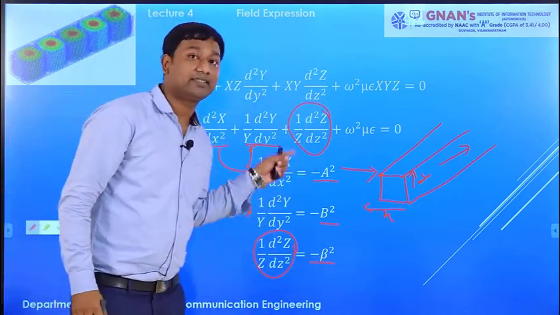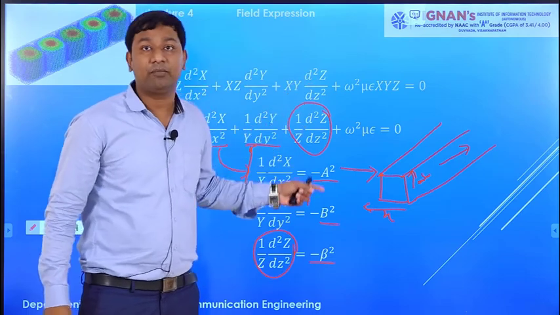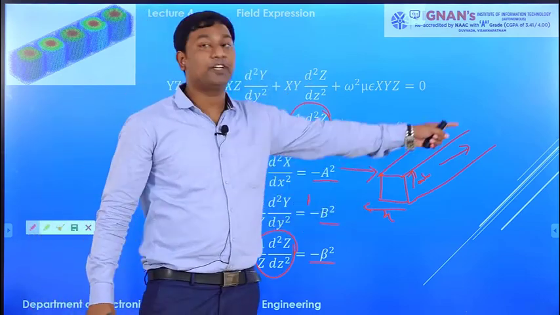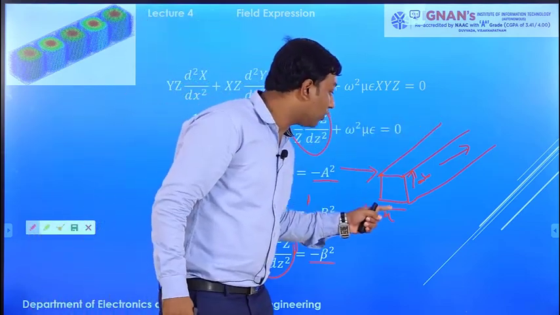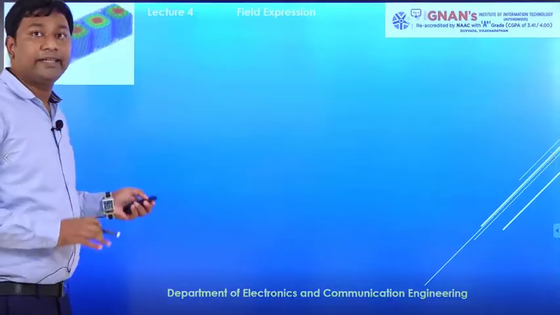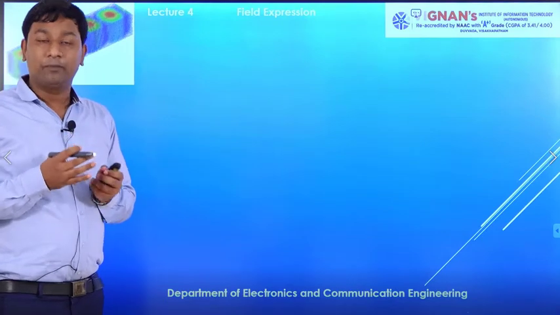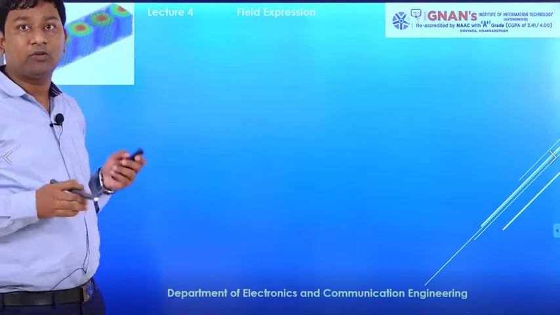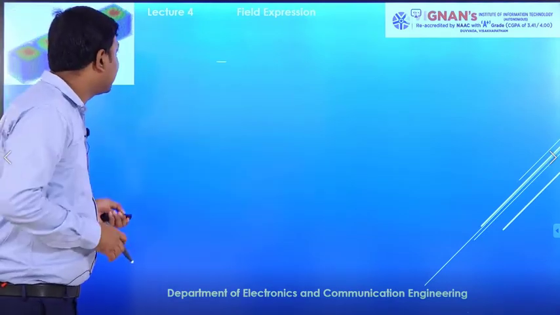So these two parts are regarding the longitudinal variation, and this part is the transverse component, which is traveling, or the wave is moving in the z direction. We find the x component, y component and z component separately. Now we'll do the solution of the x component.